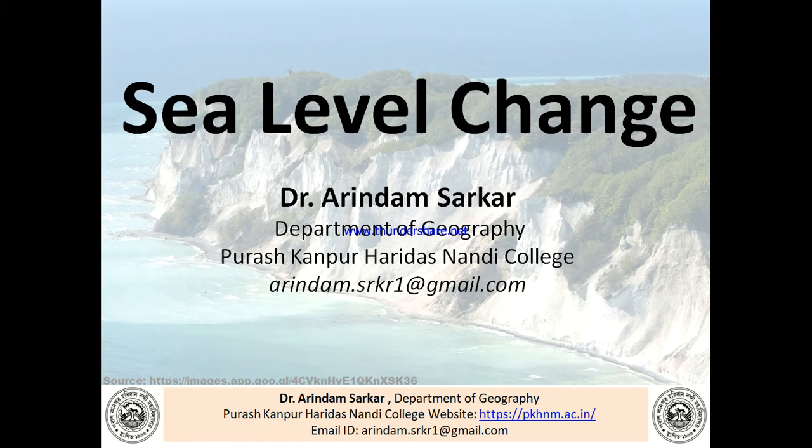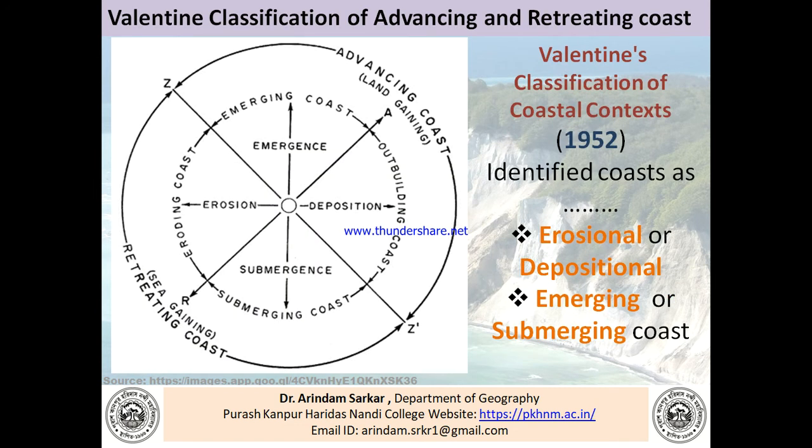Today I'll discuss sea level change. This is the Valentine classification of advancing and retreating sea level. Valentine classified the coastal context in the year 1952, and he identified coasts as two types, that is erosional or depositional, or emerging or submerging.